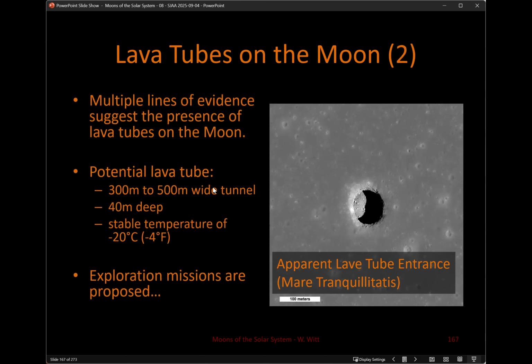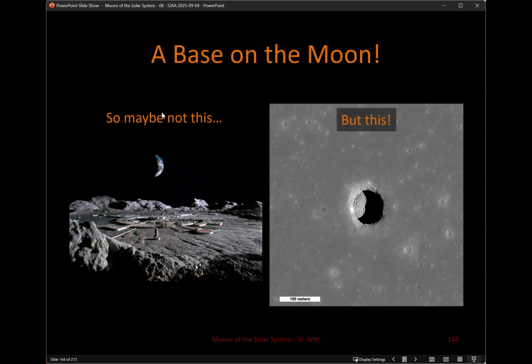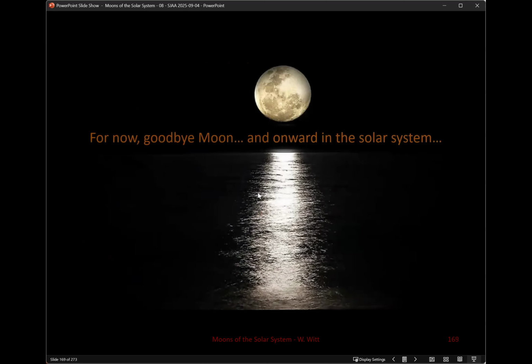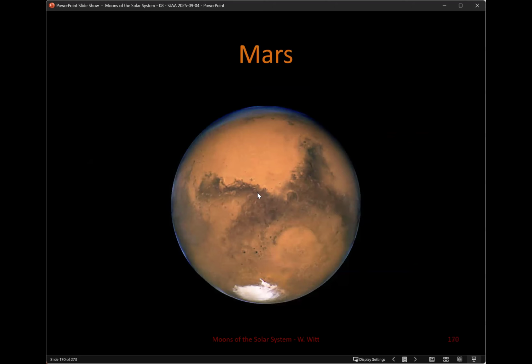So these tubes are huge in some places, it seems, right? And quite deep and could give us stable temperatures like minus 20 C or minus 4 F. That's actually not that cold. We could live there, especially if we apply technology to it. And there are missions proposed to explore. So a base on the moon probably wouldn't look like it did from that old science fiction show, but we might start here to build it. And let's say goodbye to our moon here, and let's kind of go on to Mars.